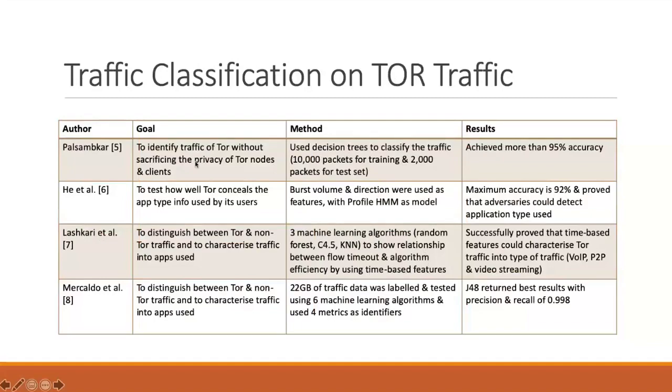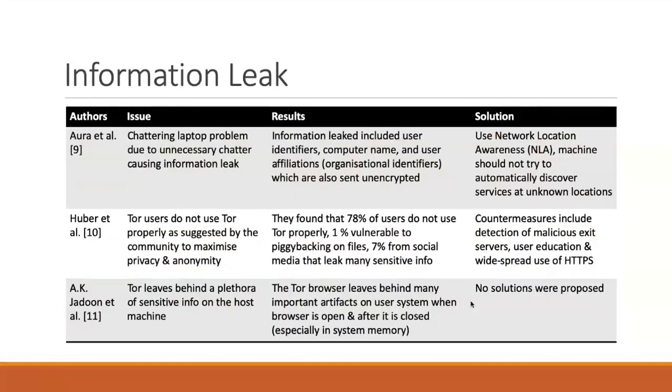We also have four important papers on traffic classification on TOR traffic. The first two papers obtained above 90% accuracy with decision trees and hidden Markov model. The third paper is very important to us. It compared between random forest, C4.5, and k-nearest neighbors. The fourth paper returned J48 with the best results for precision and recall.